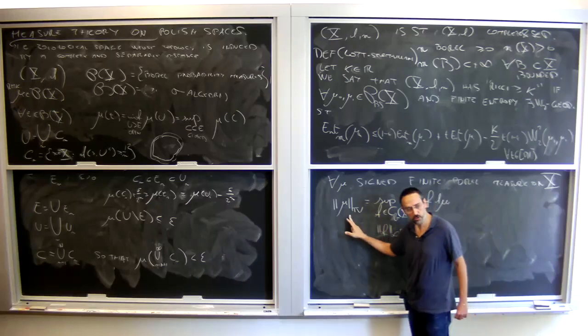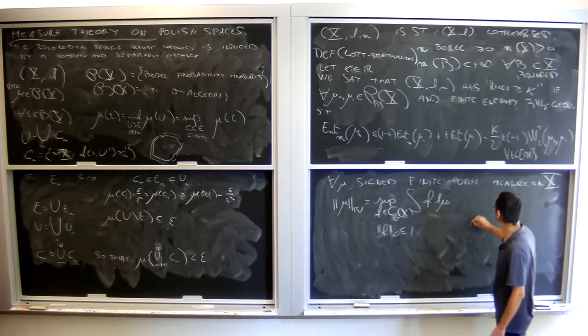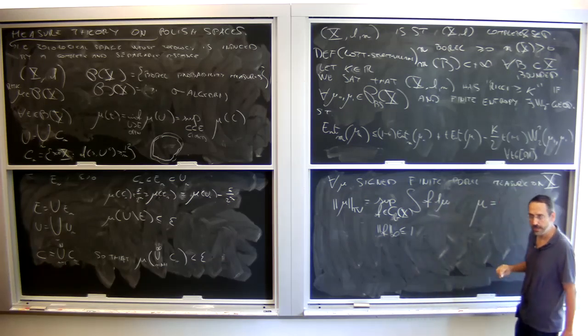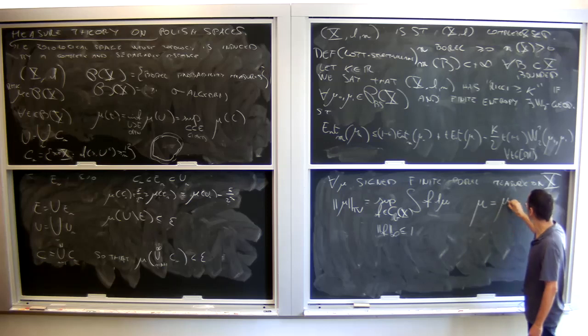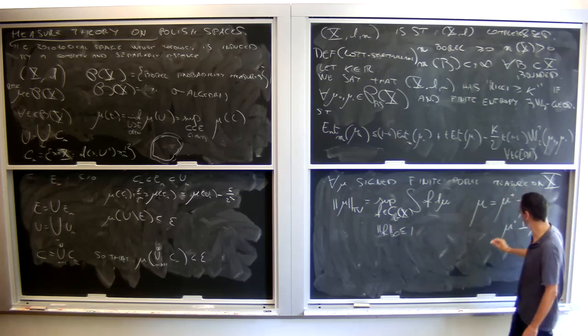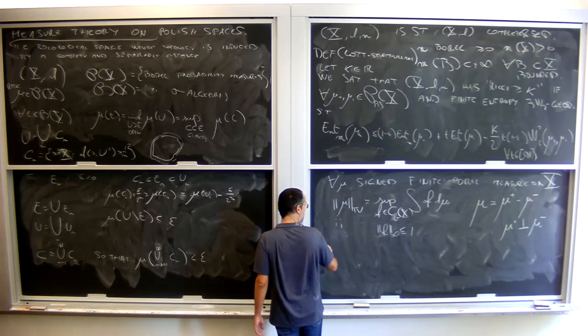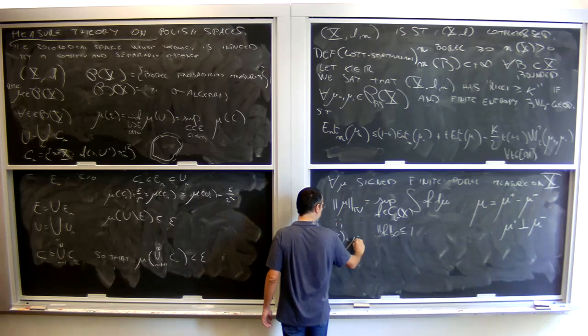Okay, now what is the total variation? I assume you are familiar with this, but basically any signed measure can be written in a unique way, and I speak about the Hahn decomposition, as the difference between two positive measures that are singular, namely they are concentrated on disjoint subsets. And the total variation is, by definition, mu plus of the whole space plus mu minus of the whole space.